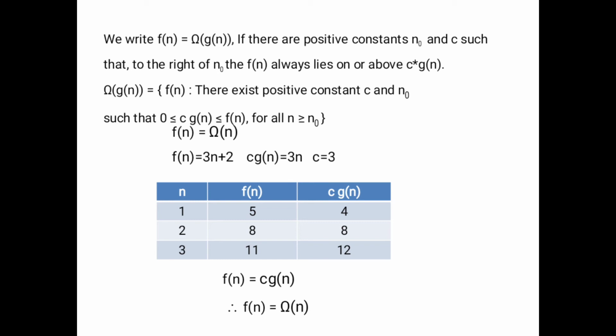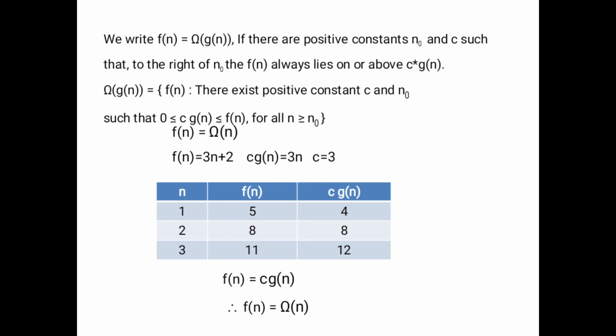So we can write f of n equals big omega of g of n. Then, to specify the same case as big O notation, there exist two positive constants, n naught and c. These are the two constants, and they satisfy the condition. What is that? Big omega of g of n equals f of n if there exist positive constants c and n0 satisfying 0 is less than or equal to c g of n, which is less than or equal to f of n, for all n greater than or equal to n0. So that is the condition.